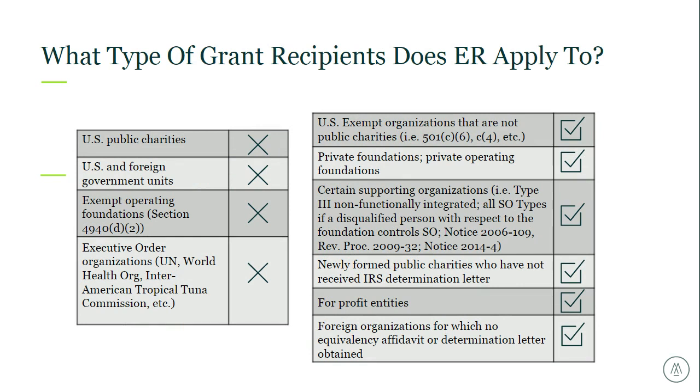So your 501(c)(6)s, (c)(4)s, private foundations, certain supporting organizations, newly formed public charities who have not received their IRS determination letter, for-profit entities. So keep in mind that expenditure responsibility can come into play with your program-related investments, because we often see program-related investments where you're partnering with a for-profit entity. And foreign organizations for which no equivalency affidavit or determination letter has been obtained.